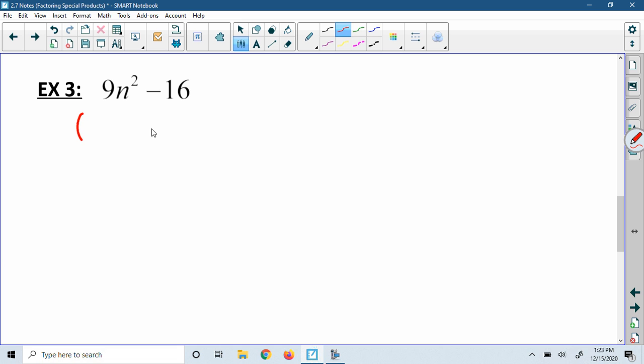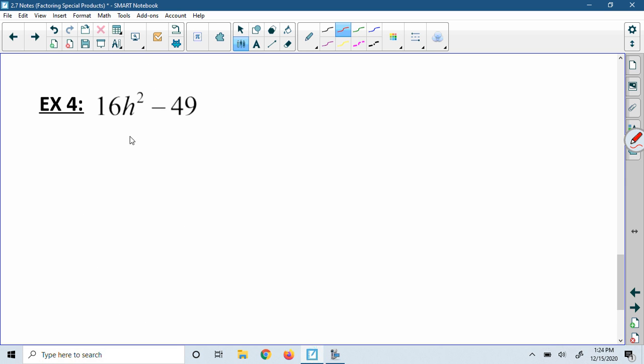Here's another one, 9n squared minus 16. The square root of 9n squared is 3n. The square root of 16 is 4. One's got to be a plus, one's got to be a minus. So these are really quick once you get the hang of it. Let's see, I think this one will be 4h and 7 and 7. One's got to be a plus, one's got to be a minus.